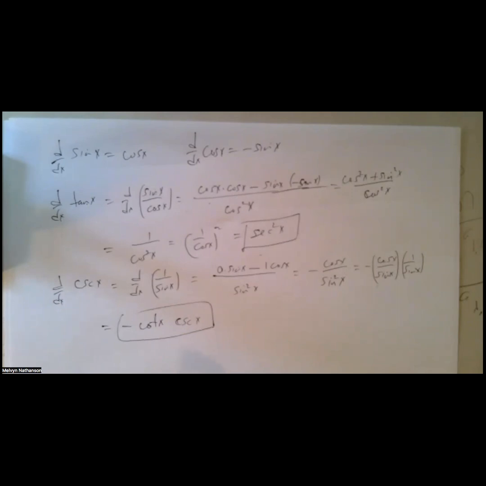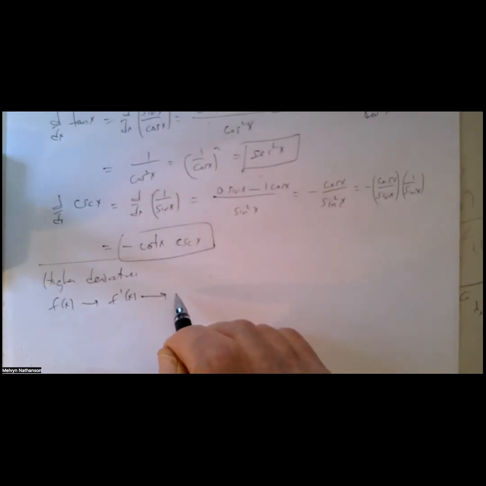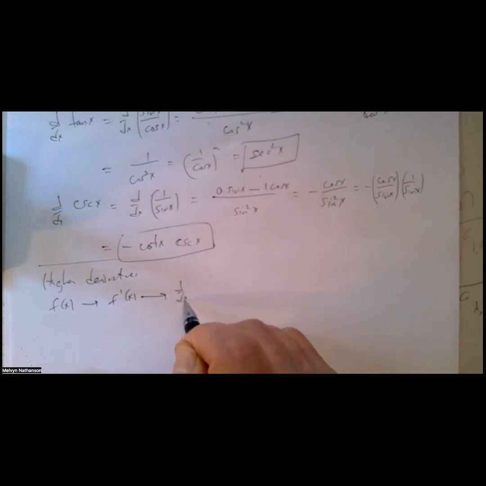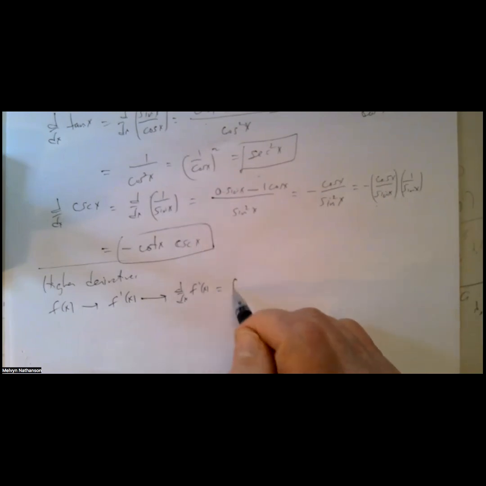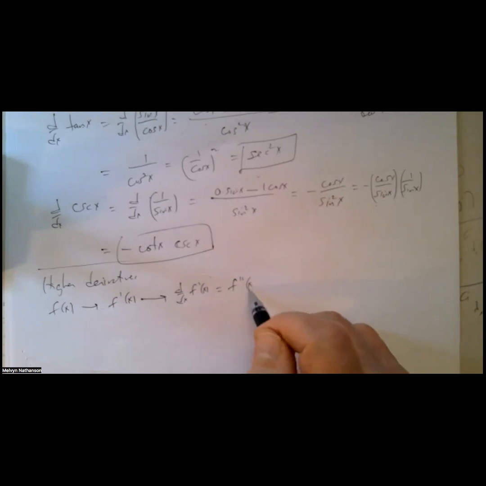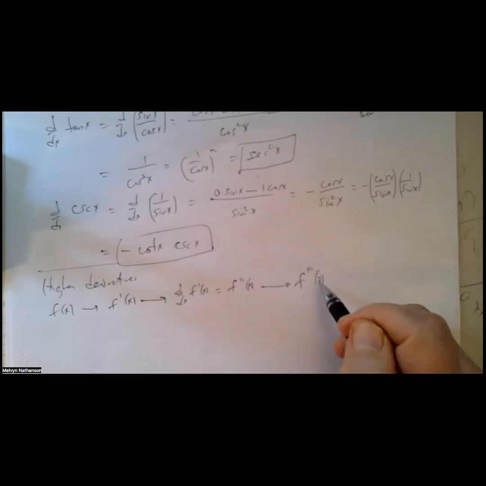Now, we have what are sometimes called higher order derivatives. If you have a function f of x, if you differentiate it, you get f prime of x. But that's just another function. You can differentiate it again, and you get the second derivative, which we sometimes write as f double prime of x. And if we differentiate that again, we get the third derivative.